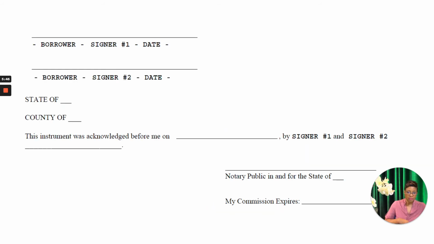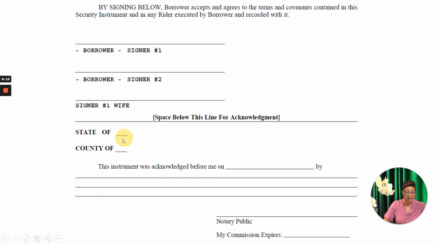All right. Here's another example of that. Okay, you have borrower number 1 and 2. State of Texas, County of Harris. This instrument was acknowledged before. That's how you know what type of notarial act you're doing. It's normally written in there. I acknowledge. See right here? I acknowledge. I affirm. This instrument was acknowledged.